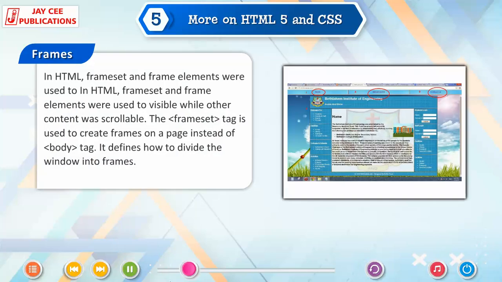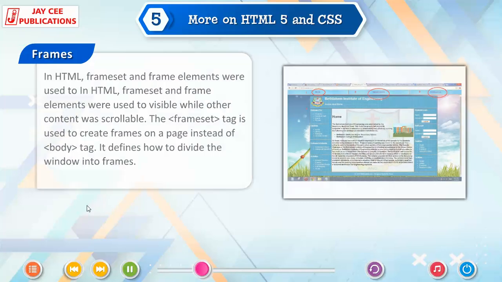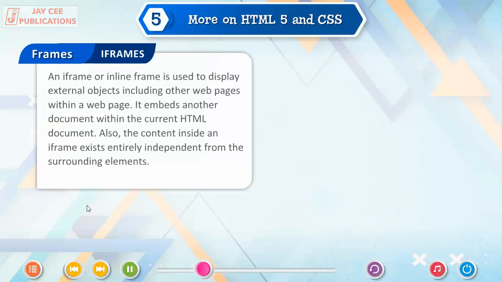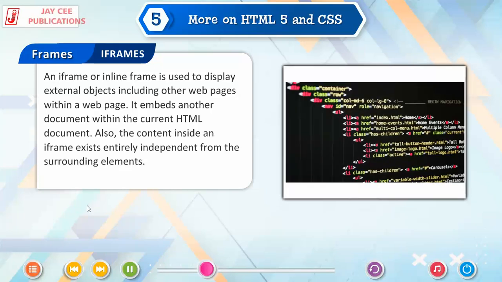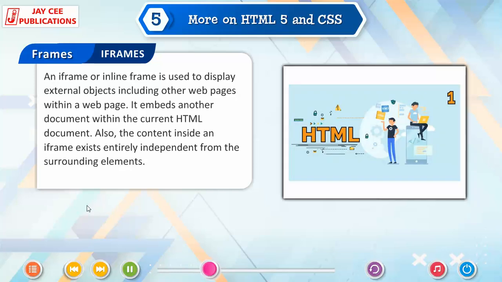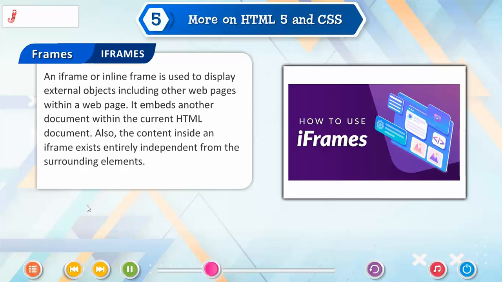In HTML, frameset and frame elements were used to create page layouts in which certain content remained visible while other content was scrollable. The frameset tag is used to create frames on a page instead of the body tag. It defines how to divide the window into frames. Iframes. An iframe or inline frame is used to display external objects, including other web pages, within a web page. It embeds another document within the current HTML document.